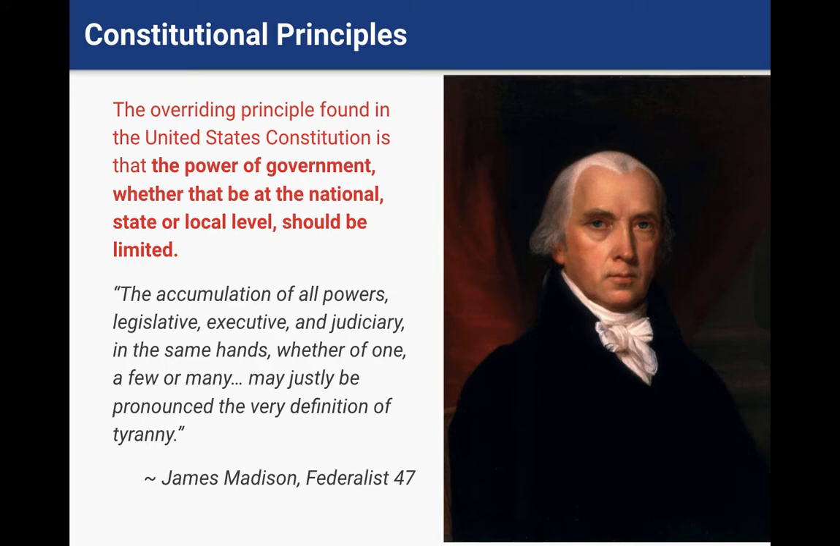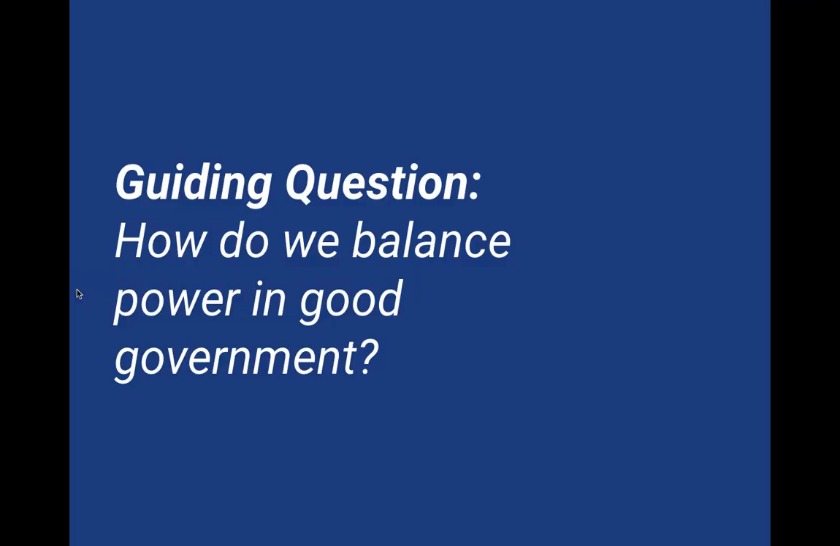James Madison says this in Federalist 47 really well when he says that the accumulation of all powers, whether they be legislative, executive, or judiciary, in the same hands, whether of one, a few, or many, whether it's just one person, being like a king, or an executive, a few, meaning like a ruling class, or the many, meaning the whole population, may justly be pronounced the very definition of tyranny, right? That we shouldn't have all of those things together, that we should in some way limit the power of government, okay?